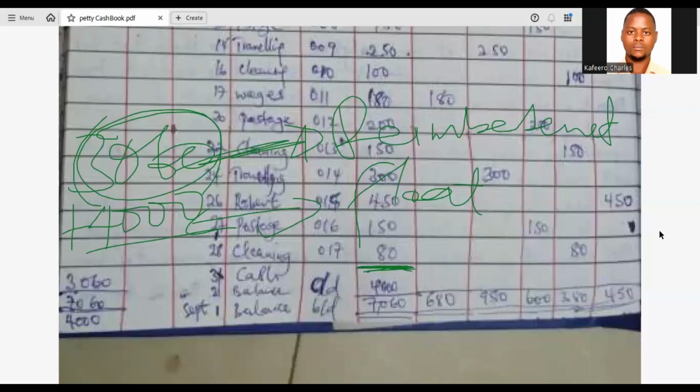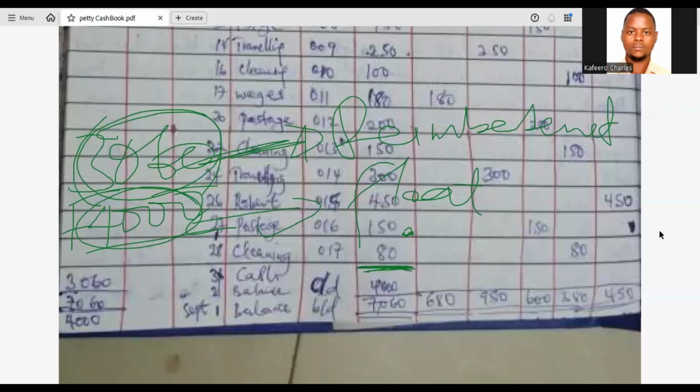And now the balance carried down. The balance carried down will appear on the side that has the smallest amount. We balance it as usual. So when you get the 4,000, as I told you, you need to make this 4,000 the total. Once you make this 4,000 the total for both sides, it means the balance carried down will be on the payment side, because the payment side has 3060, but this receipt side has 4,000. So there is that difference.